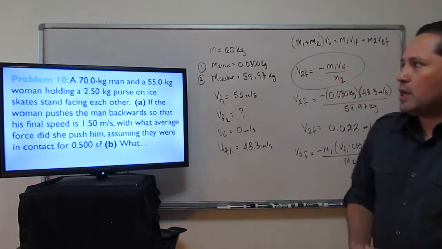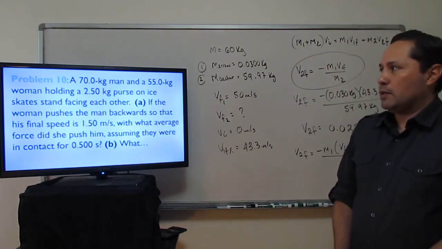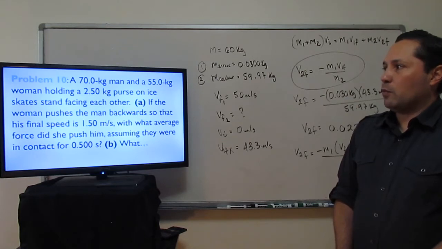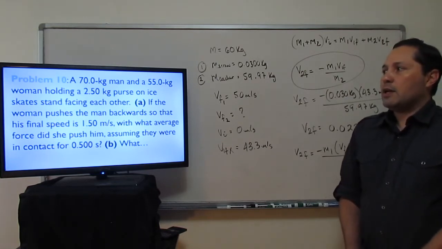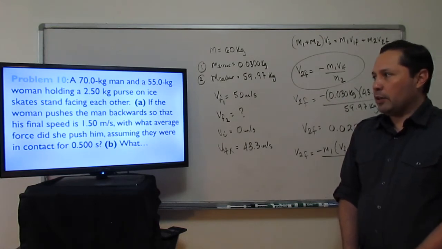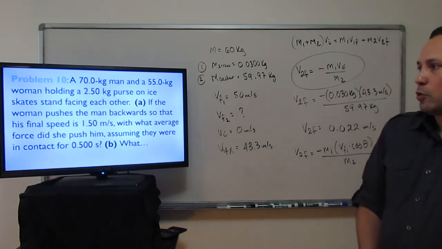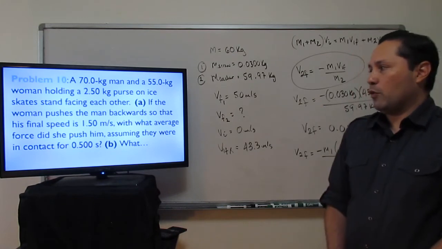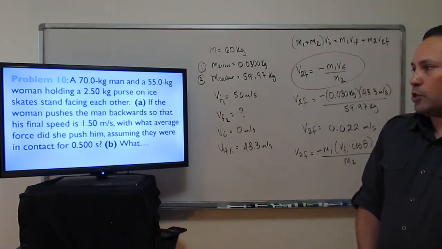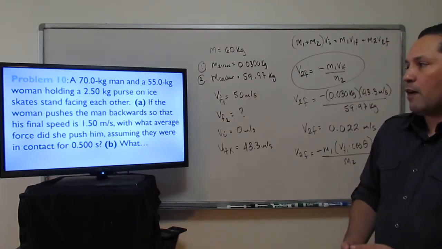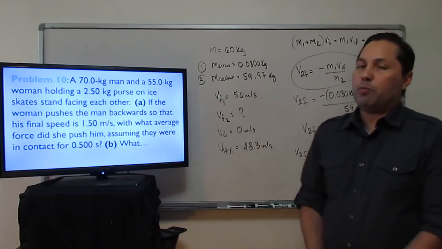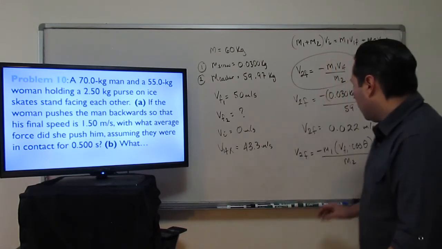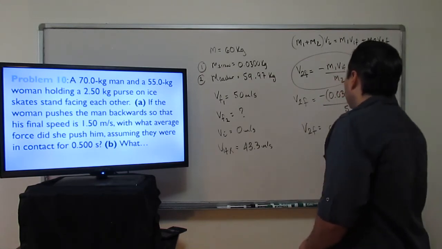In this one, it says a 70 kilogram man and a 55 kilogram woman holding a 2.5 kilogram purse on ice skates stand facing each other. If the woman pushes the man backwards so that his final velocity is 1.5 meters per second, with what average force did she push him, assuming they were in contact for 0.5 seconds? Alright, so let's go ahead and work this problem out.